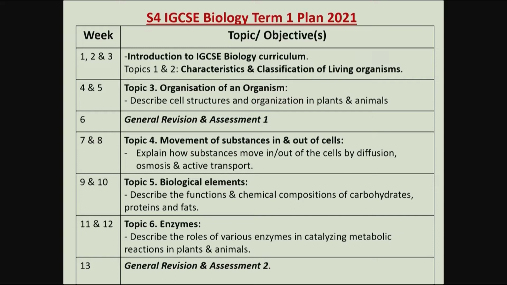and the biology curriculum, and we'll also have characteristics and classification of living organisms, and then we'll go to the organization of an organism, okay, and then we'll have the first assessment on the topics that have been covered above. And then we'll go to topic number 4, which is the movement of substances in and out of cells, okay? And then we'll look at biological elements, and then enzymes, and then we'll do the second assessment, okay?